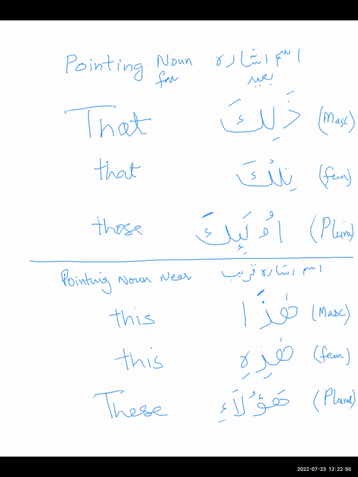Got it? So three isme ishara ba'i, three isme ishara qareeb. One masculine, one feminine, one plural. And this comes in the Quran every now and then, so you should know whether it's pointing to something far or something near. These are isme ishara. All right, any questions so far?